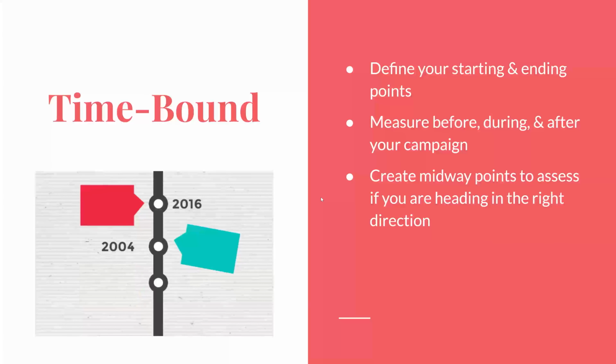And we also want this to be time bound. So define your start and end points. You want to have a clear beginning and ending, and at least one measurable point in the middle of the campaign where you can see if this is working or not. That way, whenever you measure what's going on partway through the campaign, you can see if you need to go in and maybe adjust the way your message is getting out or some other aspect of the campaign.